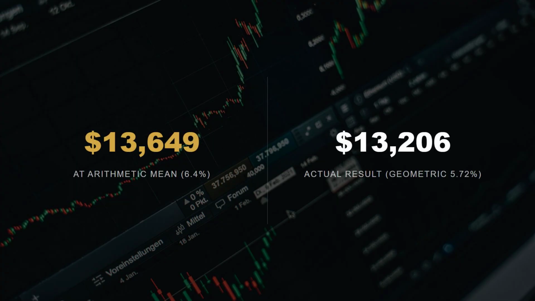Let us see the difference in dollar terms over those 5 years. If you invested $10,000 at the arithmetic mean of 6.4% constant for 5 years, you would have $13,649. If you invested $10,000 and experienced the actual 5 returns, you would have $13,206. That difference of $443 is the cost of volatility. The geometric mean of 5.72% correctly predicts the 13,206 number. The arithmetic mean overshoots by $443.